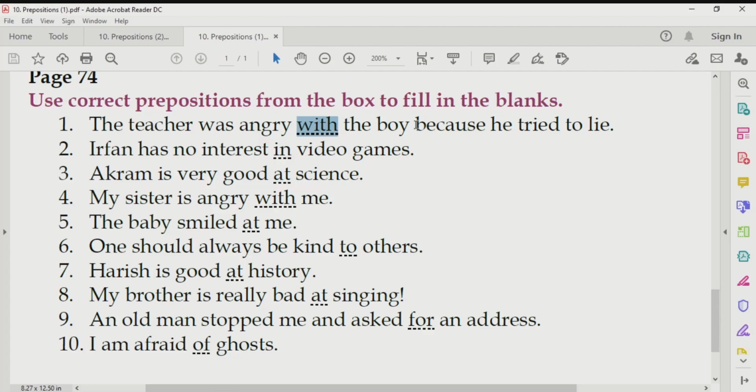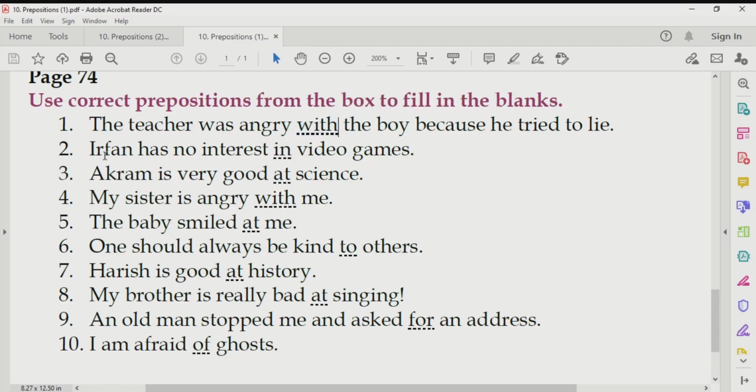Students over here, please note one thing. Whenever you are talking about any emotion, for example, being angry or being happy, even if you say the teacher was happy, you will say the teacher was happy with the boy. For example, if you have a brother or a sister, sometimes you fight with each other and you say, मैं तुझसे गुस्सा हूँ. So that means I am angry with you.